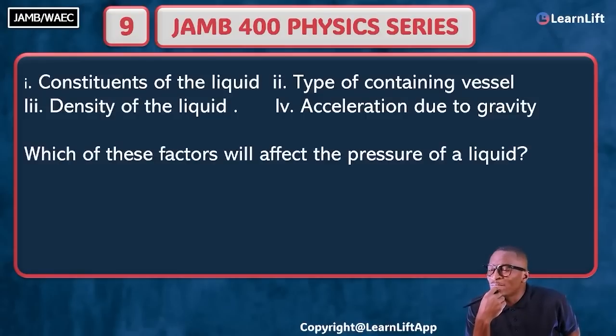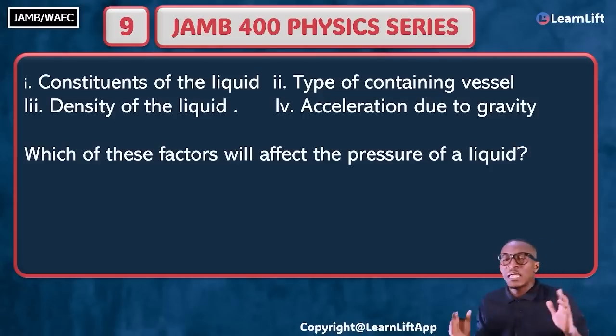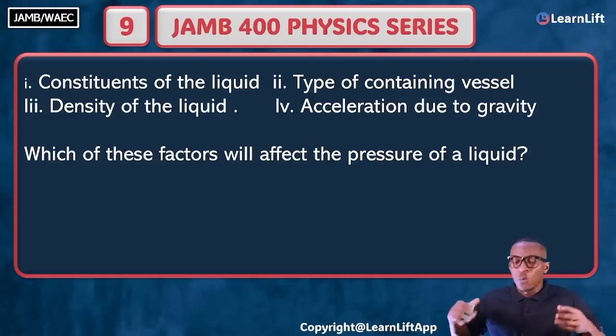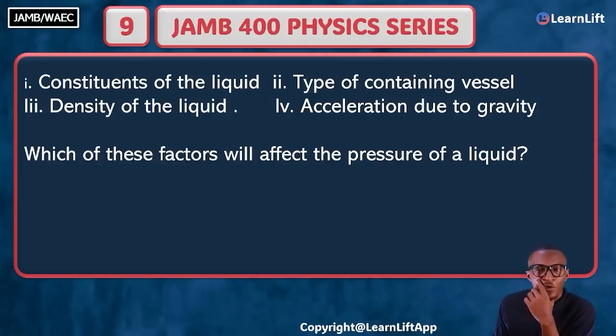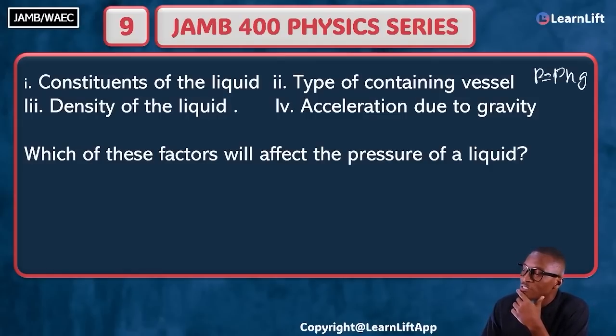Which of these will affect the pressure of a liquid? First of all, let me tell you, as a physicist, when they ask which of these will affect, the first thing to do is to bring the formula. What's the formula for pressure? Pressure is given as density times height times acceleration due to gravity. This is density. We call it rho. So let me write it again. Pressure is equal to rho hg.